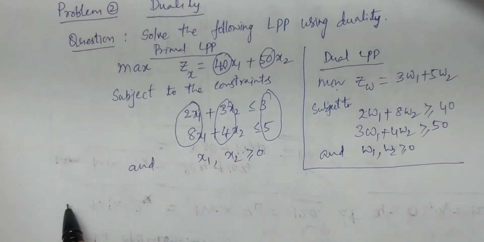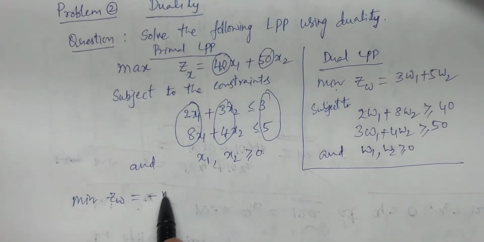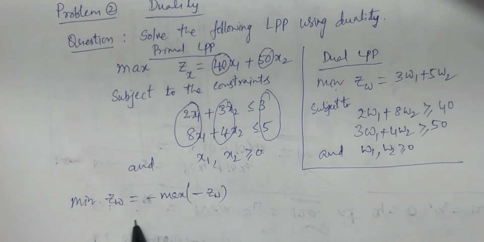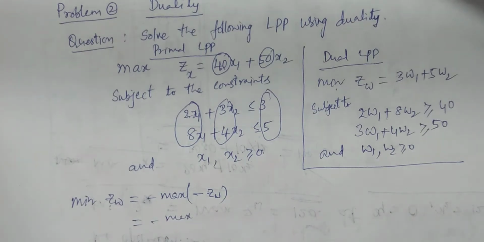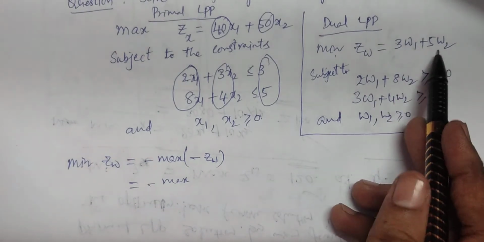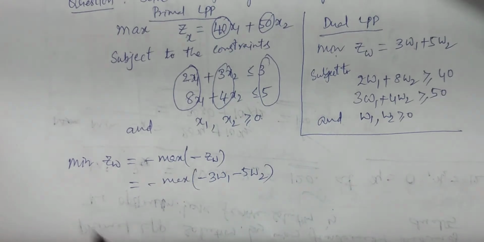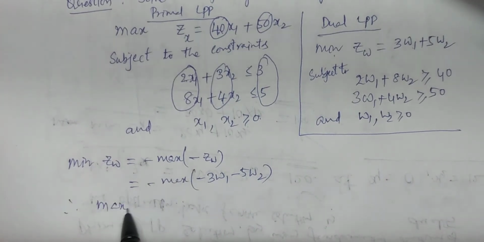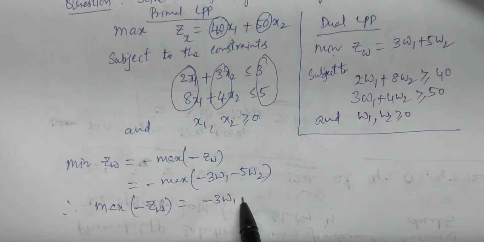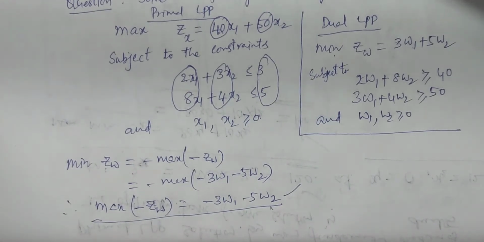So hence you have to convert it in terms of maximization. Minimize Z omega is equal to minus maximum of minus Z omega. Minus Z omega is minus 3 omega 1 minus 5 omega 2. So what is the problem? Maximize minus Z omega equals minus 3 omega 1 minus 5 omega 2. You have to write in this fashion first. This is very, very important.